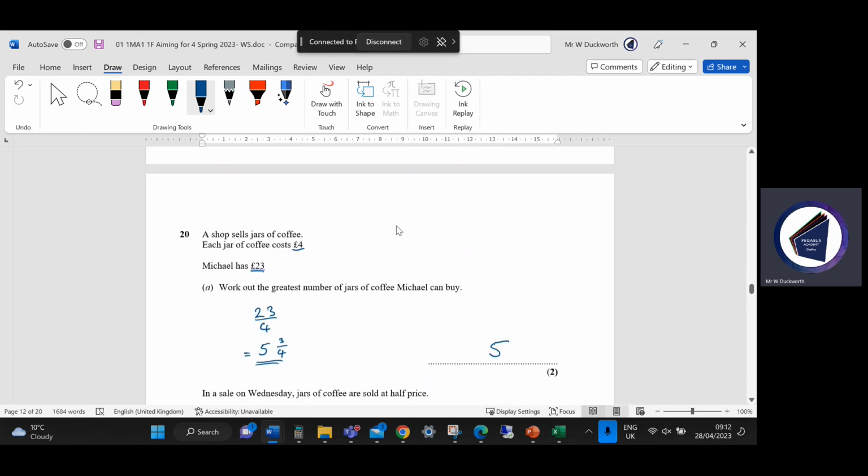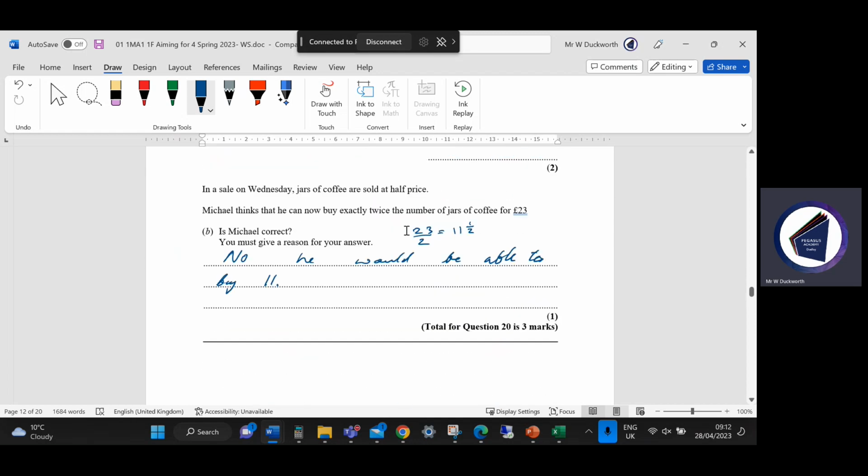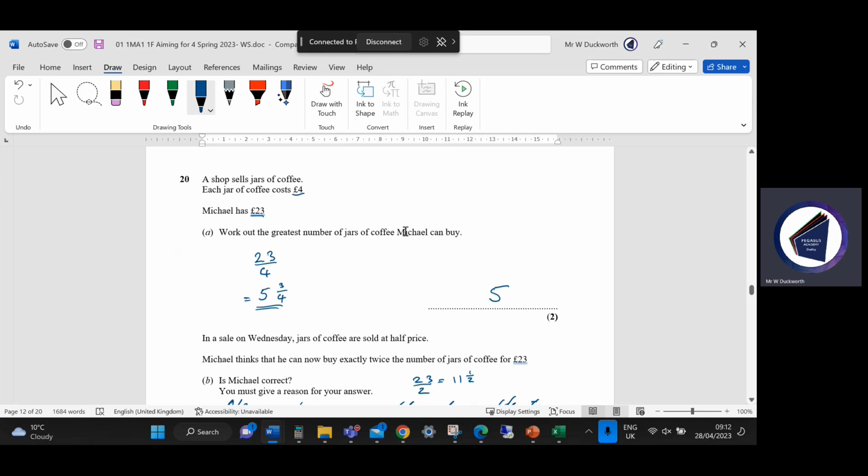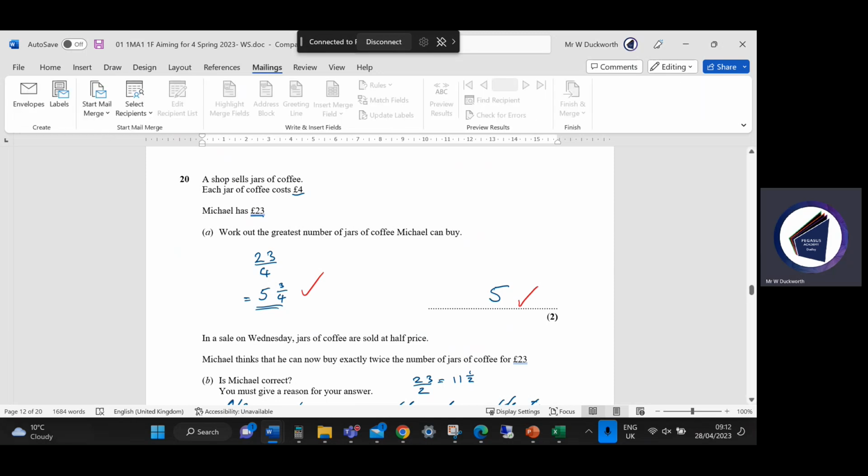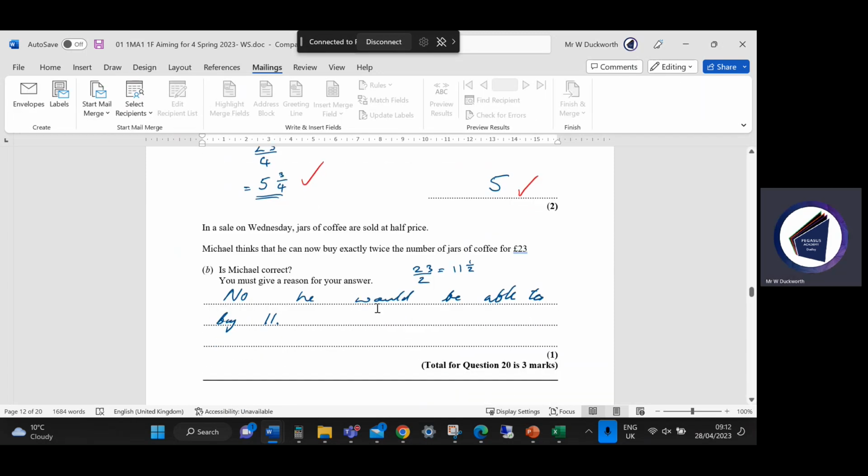Okay, and that's it for that page. So for question 20, we're looking at a method for dividing by 4 and then 5. For part B, we've got Michael is incorrect, and then, for example, showing 11. Michael can buy 11 jars.